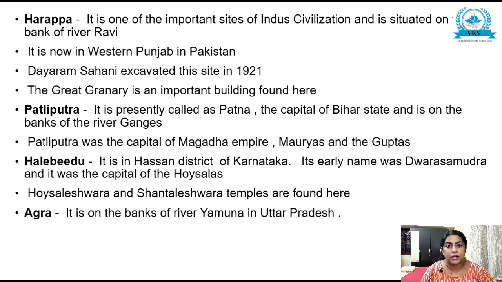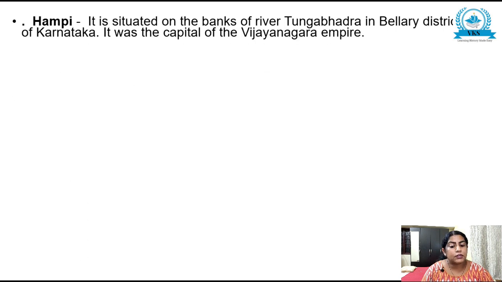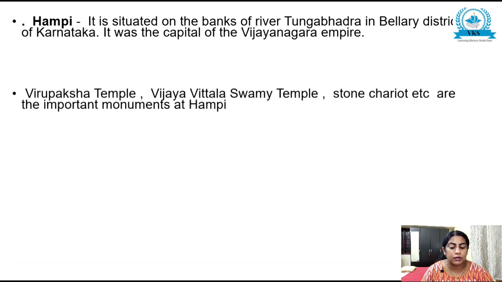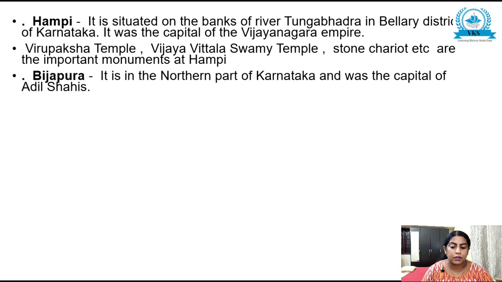The next place, Agra. It is on the banks of river Yamuna in Uttar Pradesh. It was founded by Sikandar Lodi. It became the capital of the Mughals, and the Taj Mahal is the most famous monument of Agra. Next place, Hampi. It is situated on the banks of river Tungabhadra in Bellary district of Karnataka. It was the capital of the Vijayanagara Empire. Virupaksha temple, Vijayavittala temple, the stone chariot, etc. are the important monuments in Hampi.